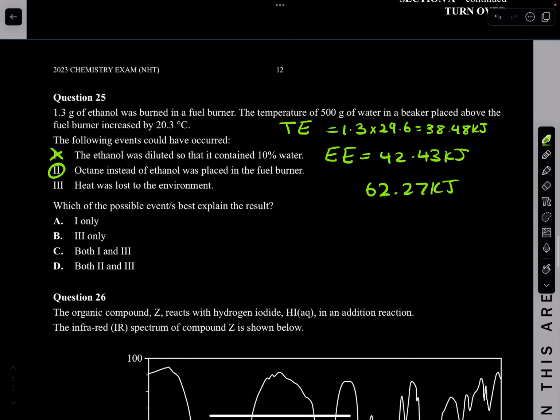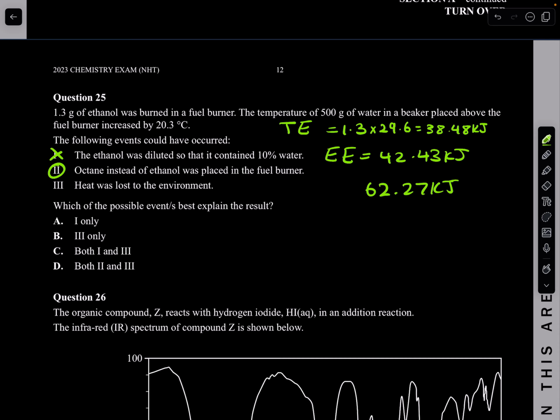That looks suitable. Heat was lost to the environment. What? If you lose heat to the environment, your experimental value should have decreased, which is rubbish because we've overestimated it. So, not 3. Which of the following possible events best explains the result? So only the second one, I.